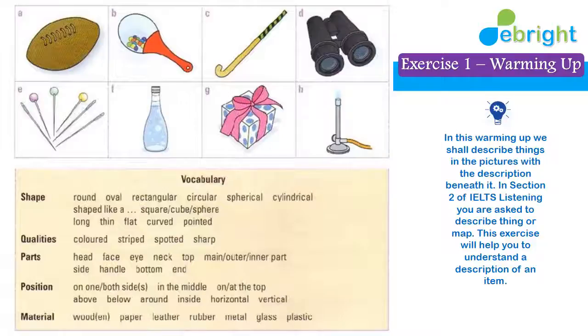Let's start from the first picture. You can use the vocabulary below. The first is spherical. Yes, because the shape looks like a spherical football. And then the second one, colored. What is the color, by the way? Usually dark brown. Yes. And the last one, what is it made of? It's made of leather. Great.